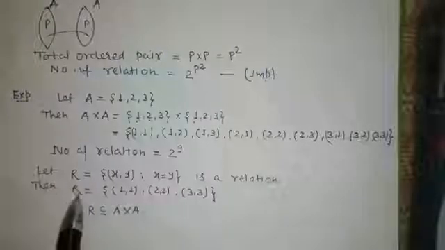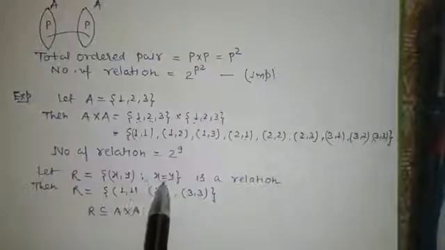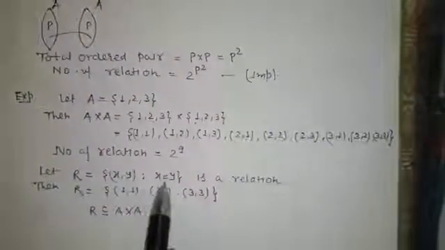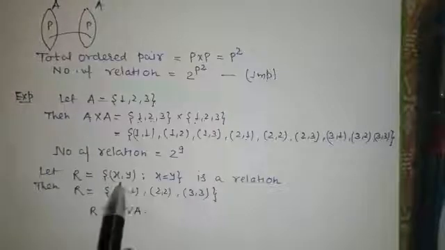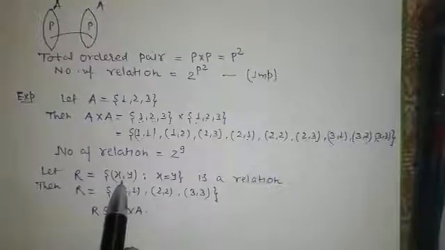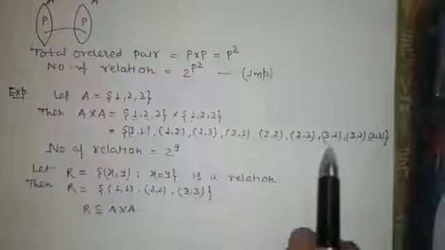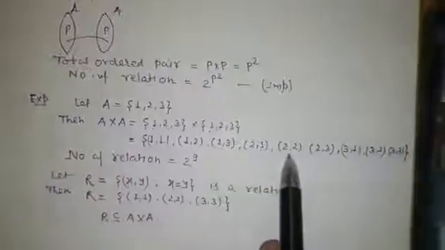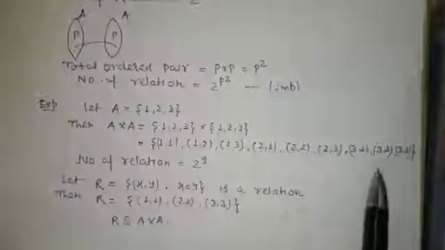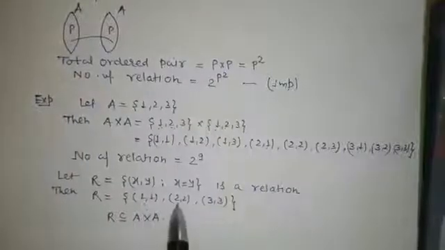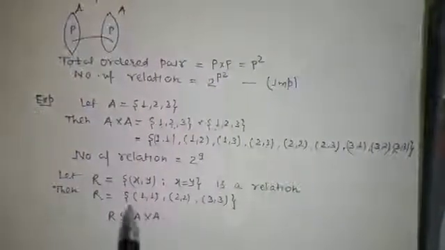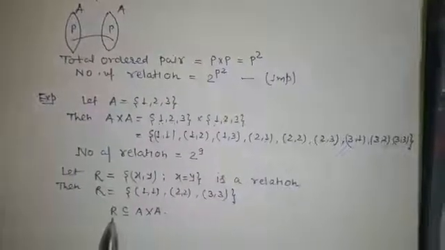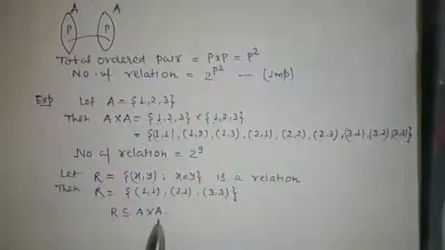Let a relation R is equal to {(x, y) such that x is equal to y}. Here x equals y, it means both elements of the ordered pair are equal. So you search in A cross A for pairs where both elements are the same. So you get (1, 1), (2, 2) and (3, 3). Then R is equal to {(1, 1), (2, 2), (3, 3)}, and it is a subset of A cross A. So a relation is a subset of A cross A.